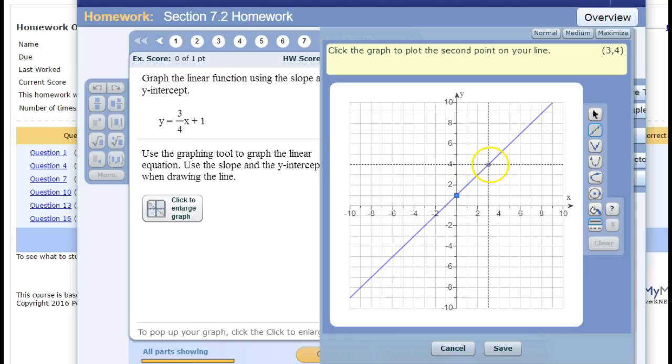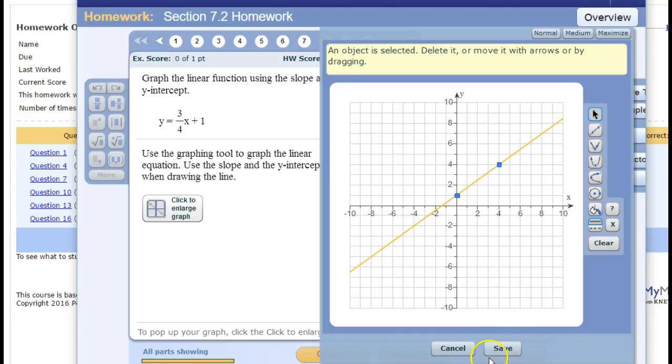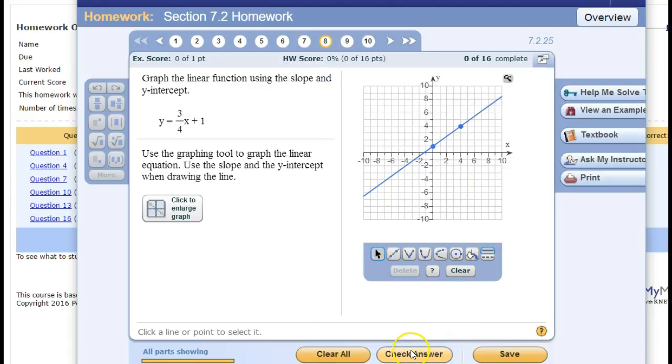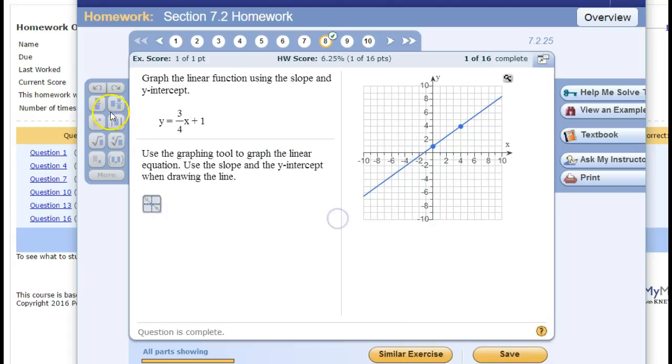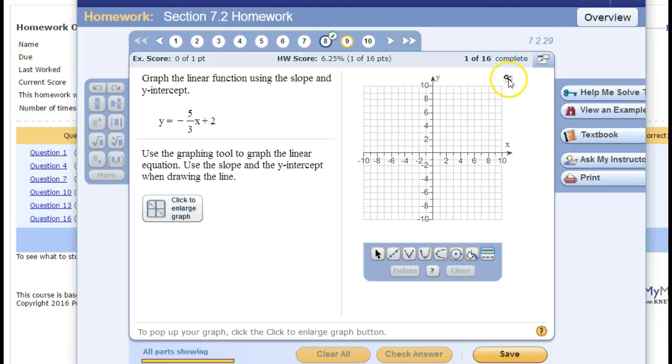1, 2, 3, 4. Click my second point, and then check that answer. Okay, so the line tool, and then use the point slope to rise and run. All right, let's practice again.